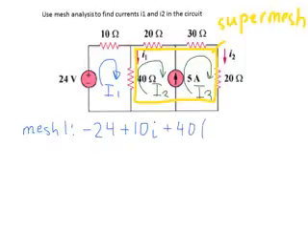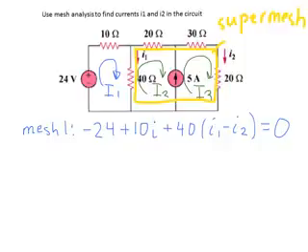And what we can see, in the 40 ohm resistor there are 2 currents: the current I1 going clockwise, and I2 anti-clockwise, so the opposite direction. That's why we need to put I1 minus I2 equals 0. So this is the equation for mesh 1.